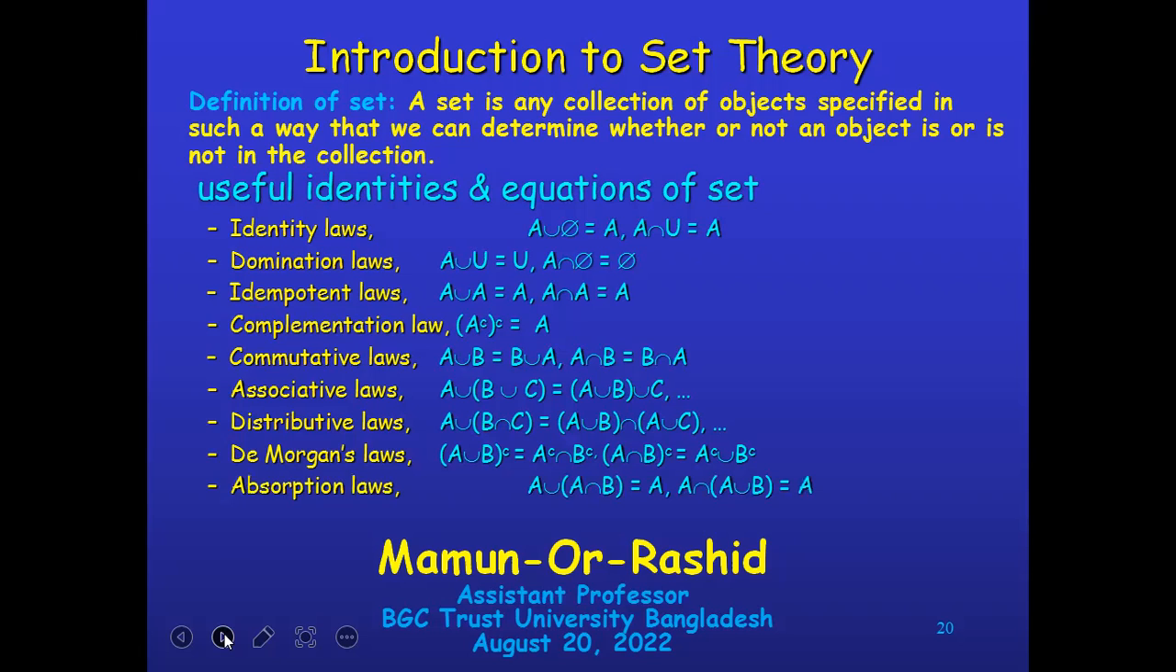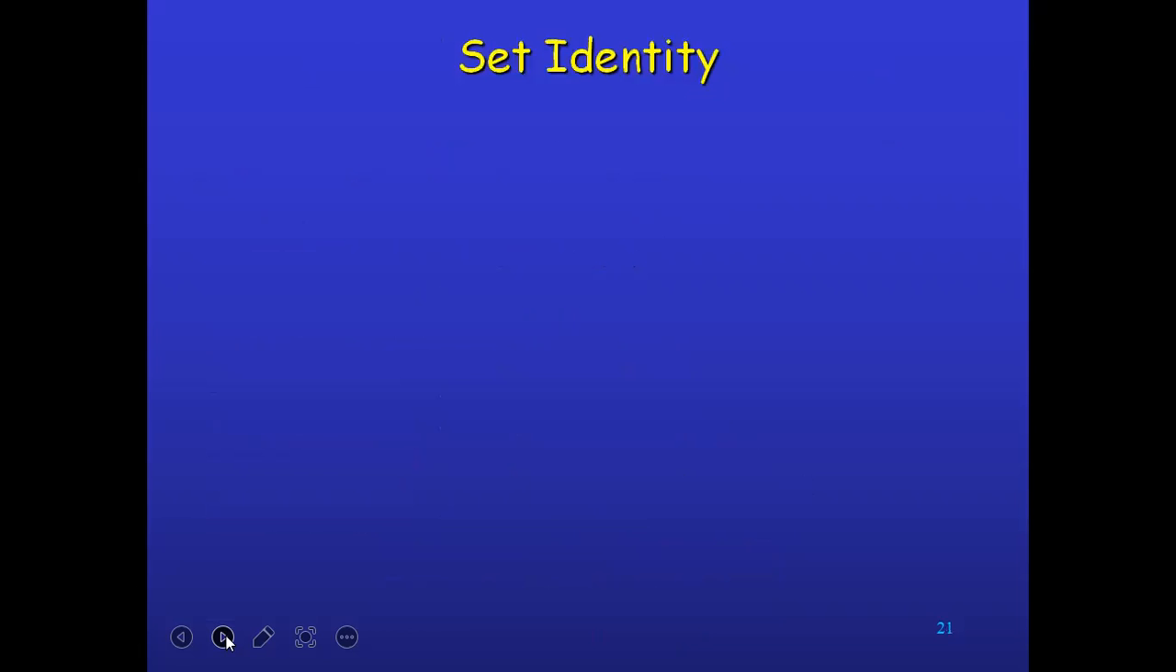Now, the absorption law. That means A union (A intersection B) equals A, and A intersection (A union B) equals A. Now the complement law: A union A complement equals the universal set, and A intersection the complement of A will be the empty set. So this identity is called the complement law. So we have discussed the set identities, laws, and equations.